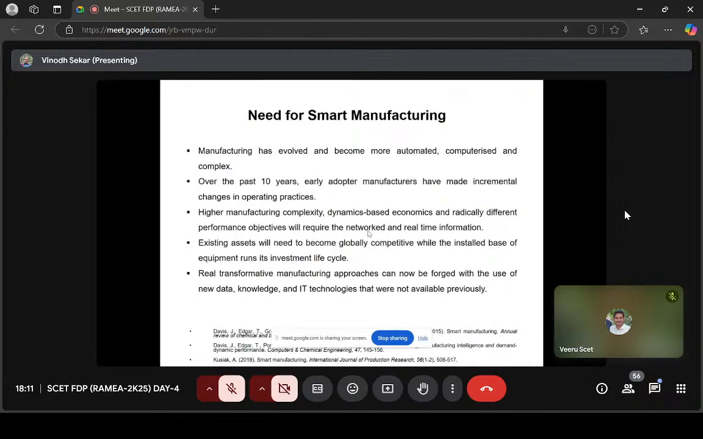So as we understood, the manufacturing scenario has undergone changes, and there are several incremental changes in the operational practices. So the manufacturing complexity keeps increasing, and accordingly we need to work with transformative approaches in the context of manufacturing, which needs the utilization of new data modules, knowledge-based systems, and beyond IT technologies like IoT and other IoE level technologies are also very essential.